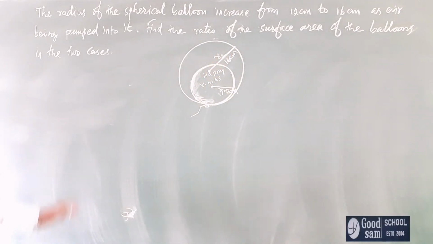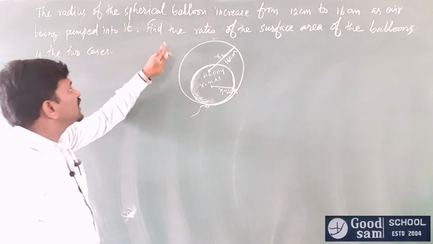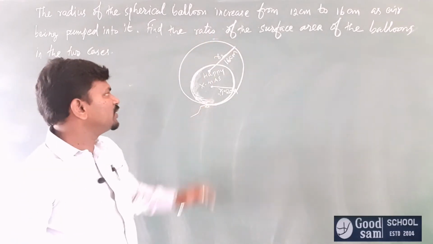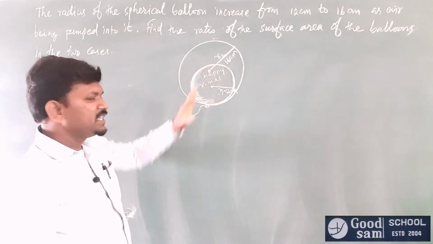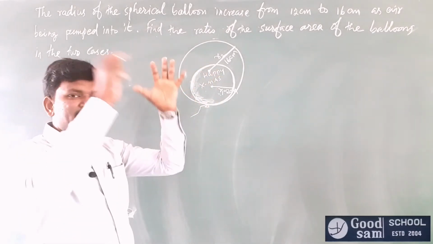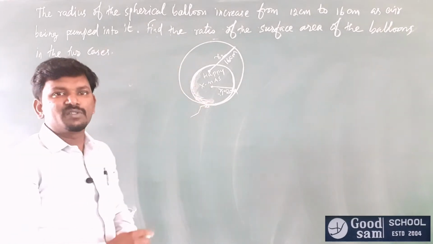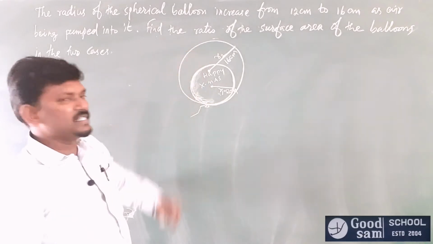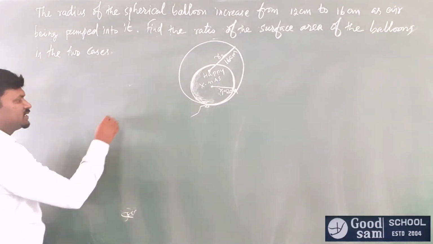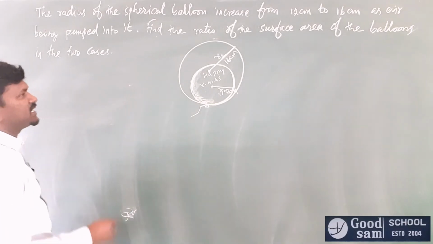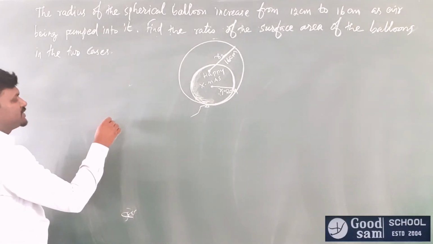What the question is: find the ratio of the surface area of the balloon. In the initial position it has some surface area. When it becomes larger, the surface area also increases. So we have to find that ratio. Here the question is the ratio of the surface area in two cases.